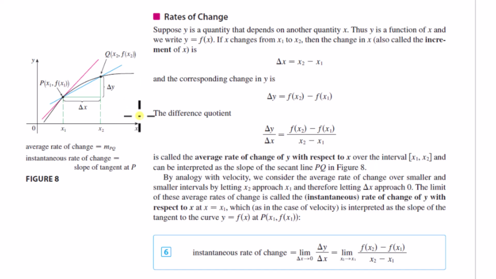If you're reading this for the first time, it's almost like they're talking about something brand new, but they're not at all, right? The way they state this, you've got, so this is called the average rate of change of y with respect to x.